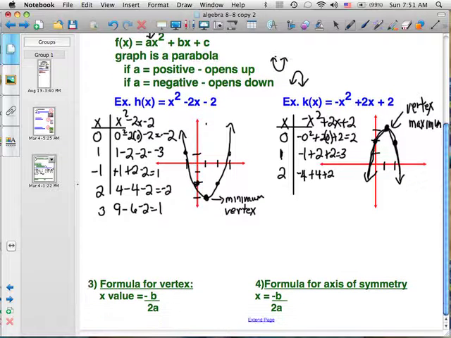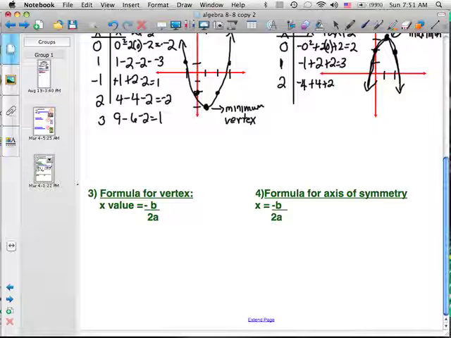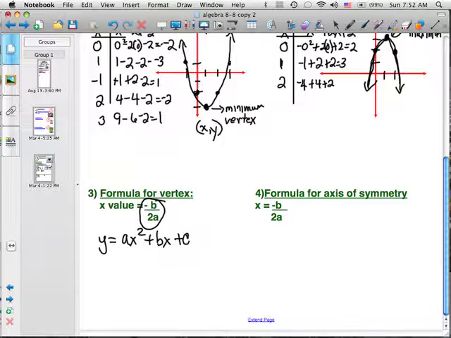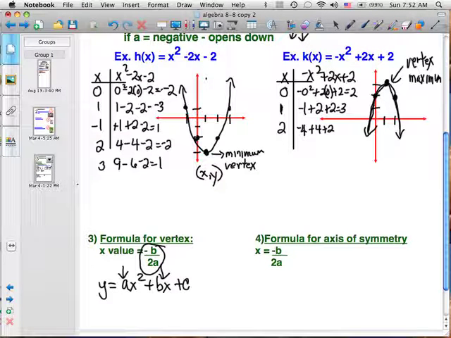Okay, there is a way to find the vertex without graphing everything, and the formula, how they arrived at it, is in your book if you want to take a look at it. Otherwise, you're going to have to memorize this. If I want to find the x value, remember this point has an x and a y value. I use the formula, the opposite of b over 2a. And that's coming from the equation y equals ax squared plus bx plus c. So a is the number in front of the quadratic term, b is the number in front of the x term.